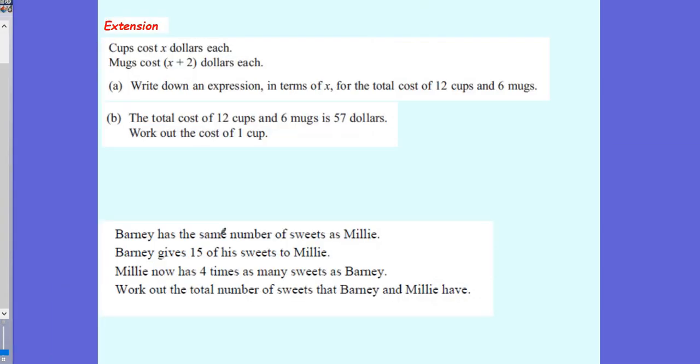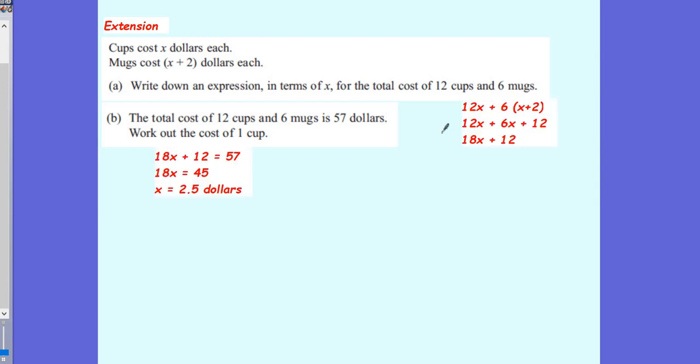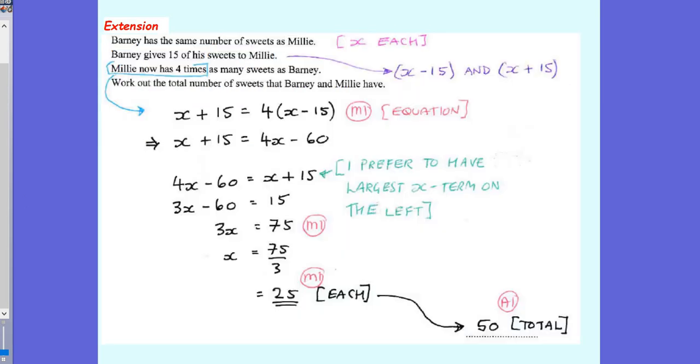Okay, Year 7, if you've still got time left of this lesson, please spend 5 to 10 minutes on these 2 extension questions. And the answer to the first one was x is equal to $2.50. And finally, Year 7, the answer to the second one was 50. Well done if you got this one right. This was a really tricky question that I pulled out of a GCSE paper, so well done if you got 50. That's the end of today's lesson, Year 7.